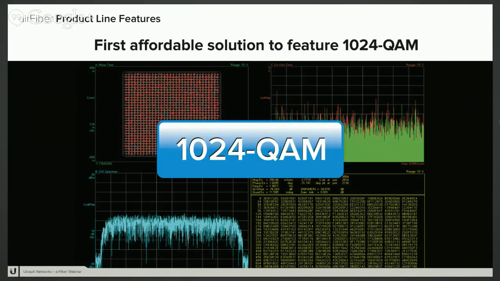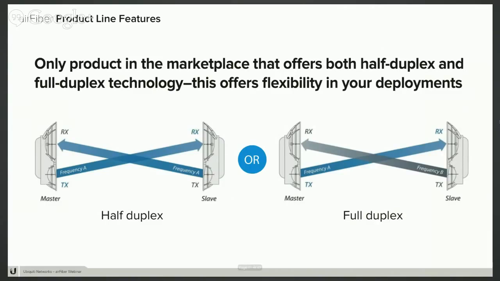So excellent, in fact, that we are the first affordable solution that supports 1024 QAM. We are by far the least expensive 1024 QAM link on the marketplace right now. And in our 5 gigahertz product, we're able to support 1.2 gigabits per second aggregate as a result, which is really pretty impressive given it's merely a 50 megahertz wide channel.